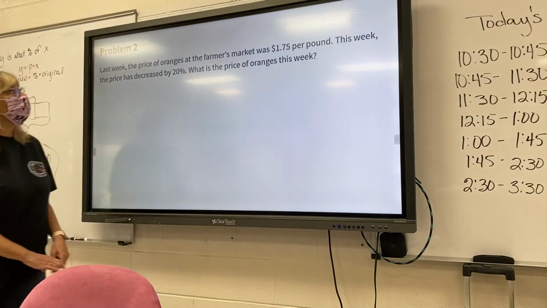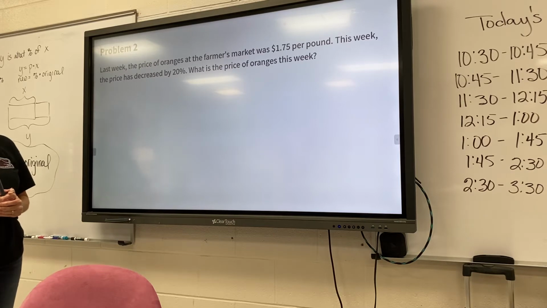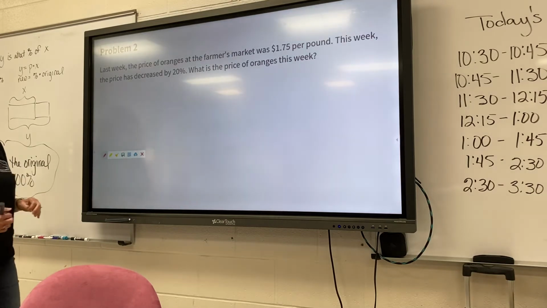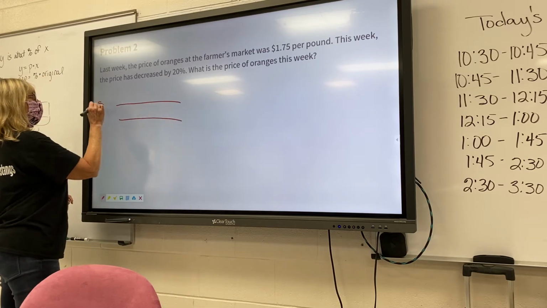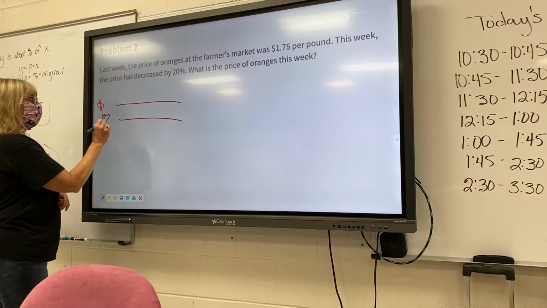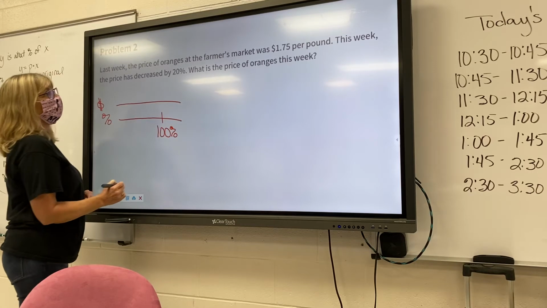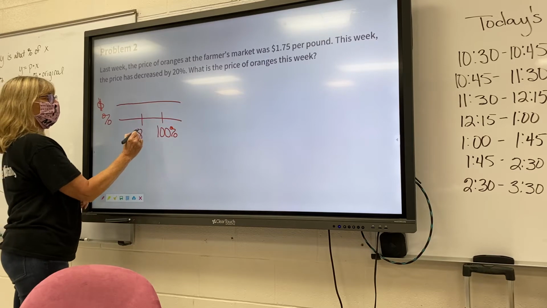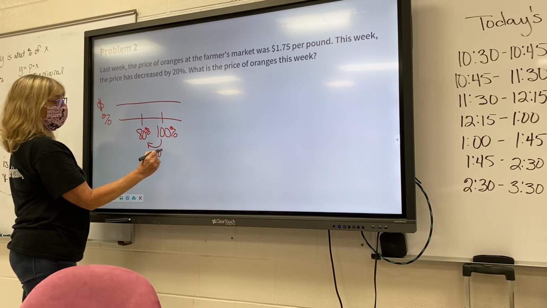Problem number 2. Last week, the price of oranges at the farmer's market was $1.75 per pound. This week, the price has decreased by 20%. What is the price of oranges this week? I'm going to use my double number line. So I've got price of oranges right there, and I've got percent right here. I've got 100%, which is 1.75. And then it decreased by 20%. So what's my new percentage? 80%, because this is a 20% decrease.